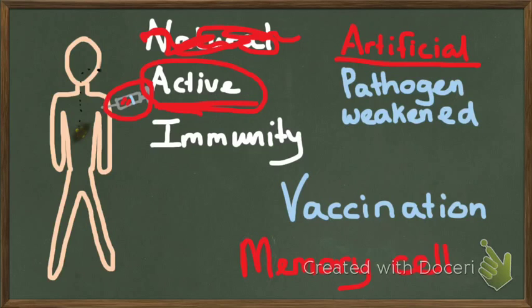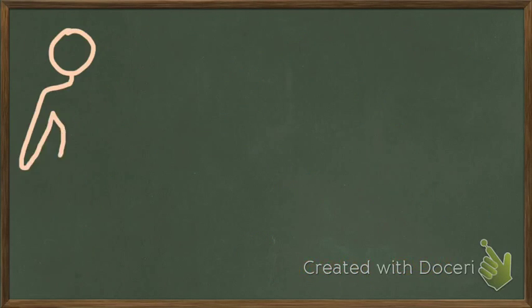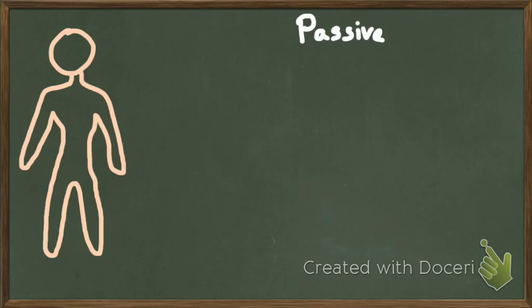In this case, a memory cell was also made. Just like natural active immunity, we also made a memory cell. I'm coming back to this part because it's important, the memory cell. So let's go to the others. Now we had both active immunities, the natural and the artificial ones. Let's go to the passive immunities.